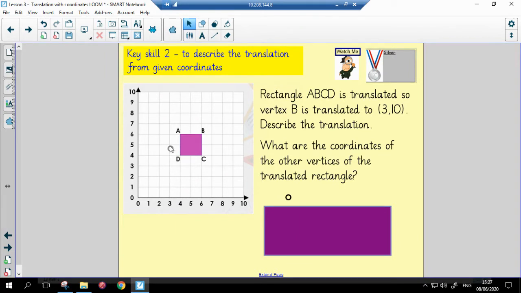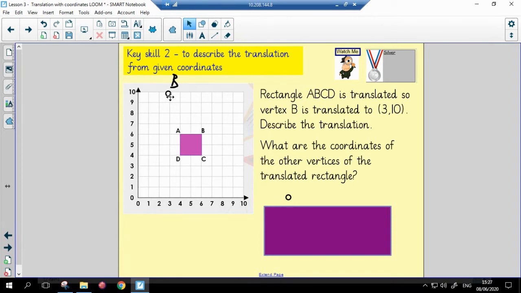So along the corridor and up the stairs, and that's B there. And I'm just going to label it so I know. Okay, now I can describe the translation. Here's B's original position, and I go 1, 2, 3 left, and 1, 2, 3, 4 up. So the translation is 3 left and 4 up.